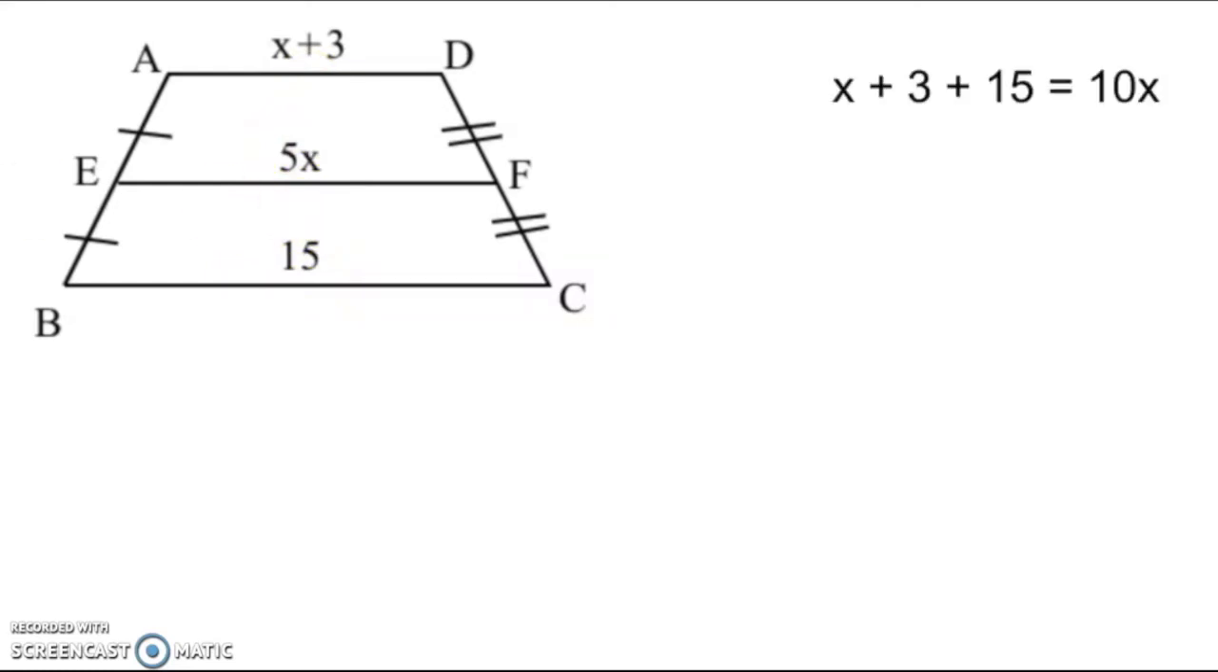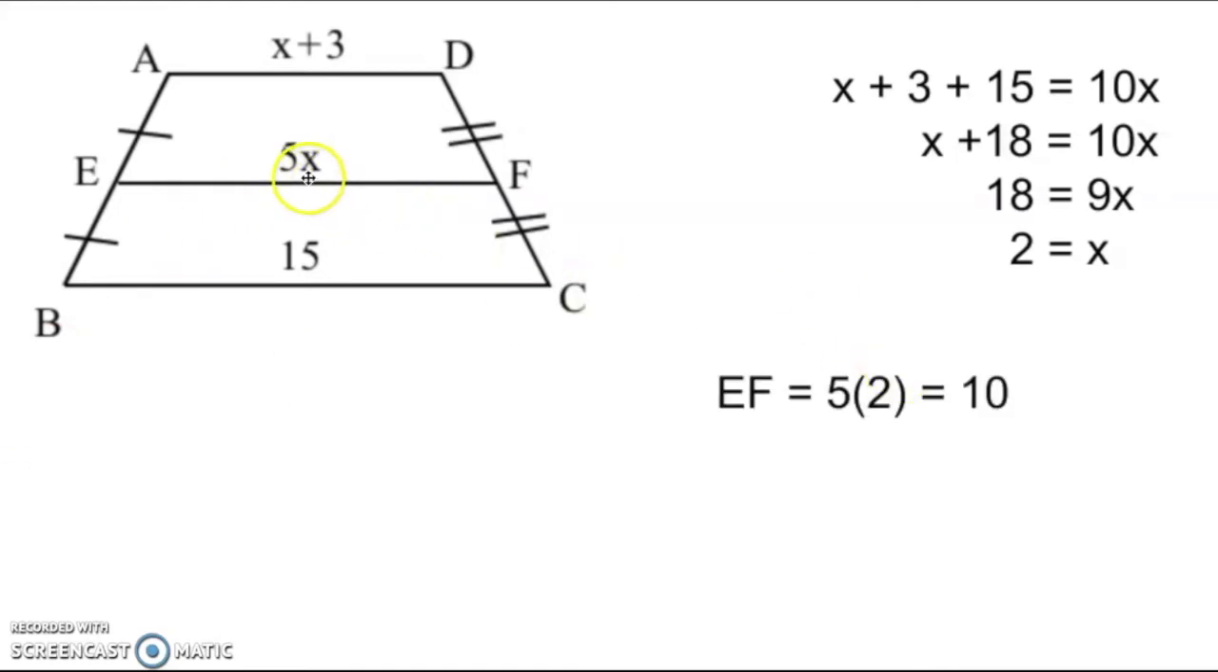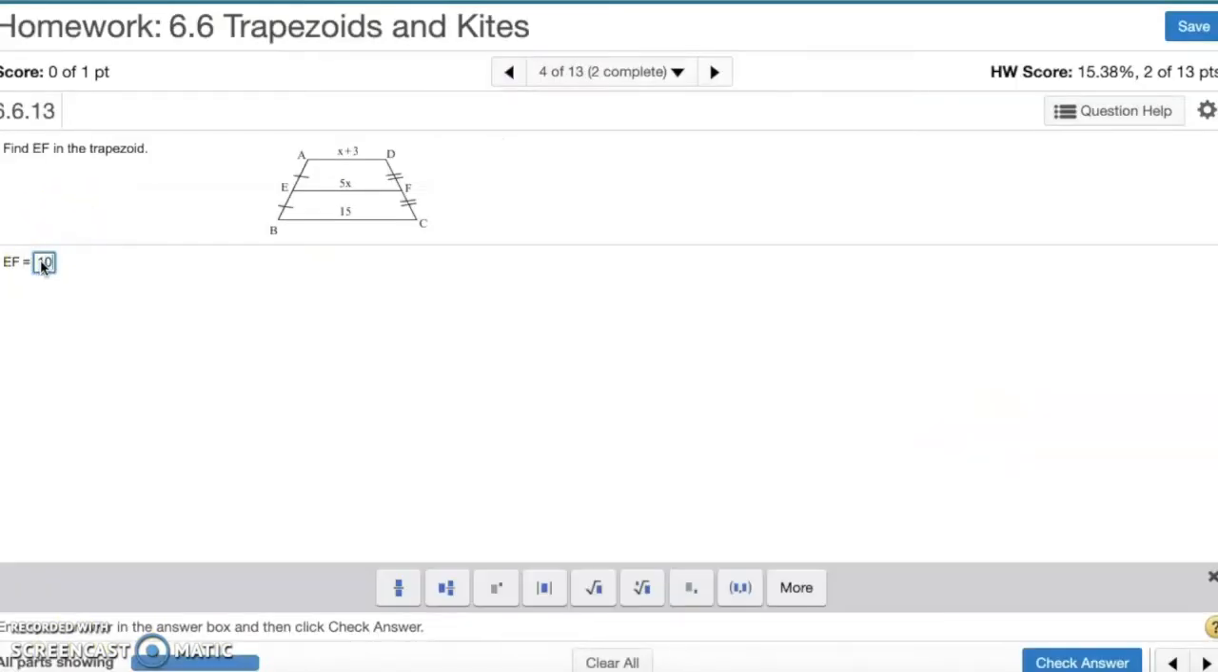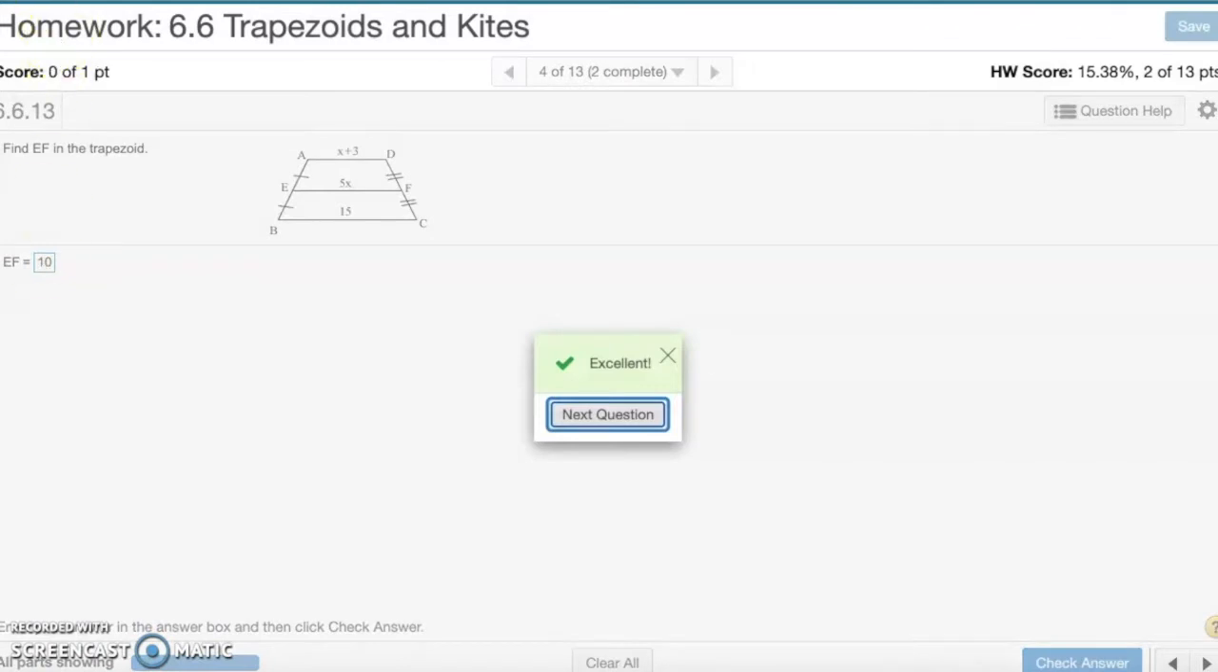Combine like terms: x plus 18 equals 10x. Subtract x on both sides, and I get 18 equals 9x. Divide both sides by 9, and x equals 2. Now to find the length of EF, I substitute 2 in for x in 5x, and 5 times 2 is 10. So let's type that in. EF equals 10. And that's number 4.